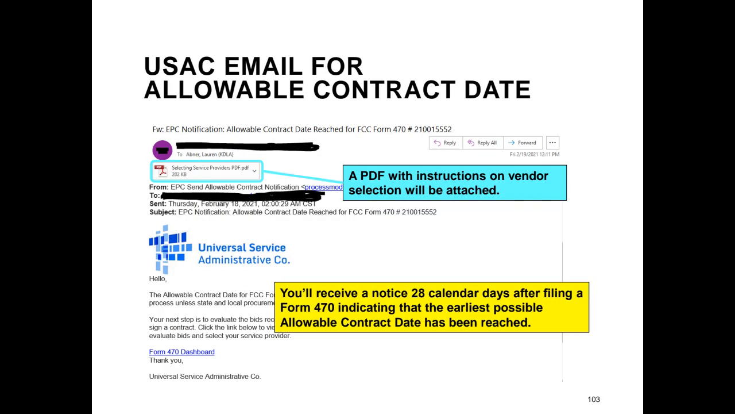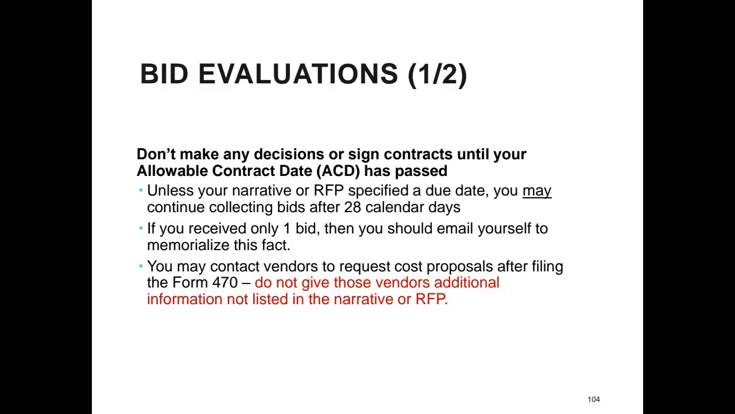Once you reach the end of the automatically calculated 28 calendar day bidding period, you'll receive an automated email from USAC to let you know that the earliest possible allowable contract date has arrived, and it will have a PDF attachment for bid evaluations. It's really, really important that you don't make any decisions, and you definitely don't sign any contract paperwork before you've reached that allowable contract date.